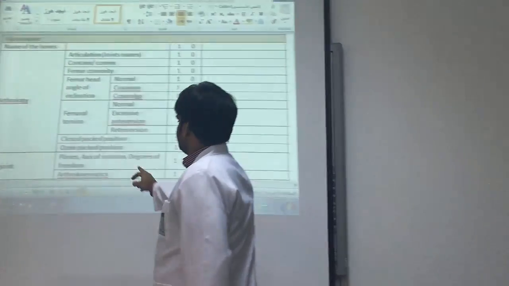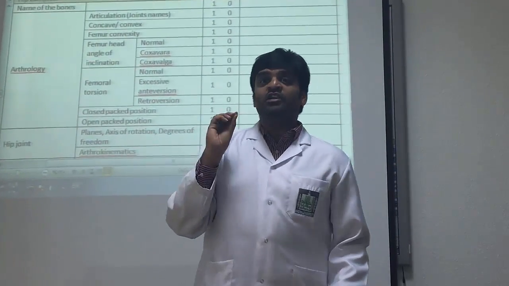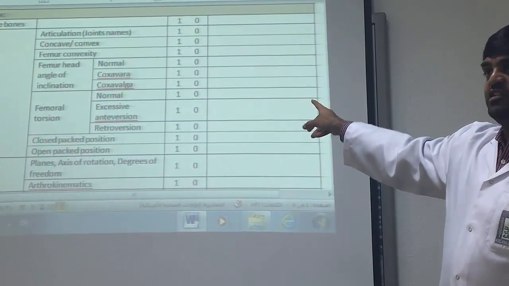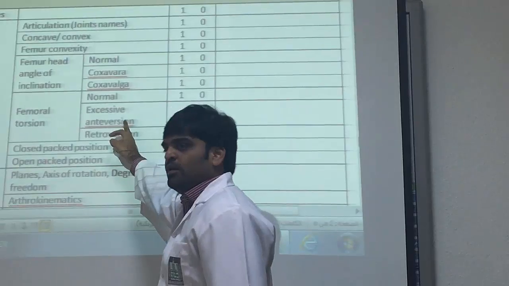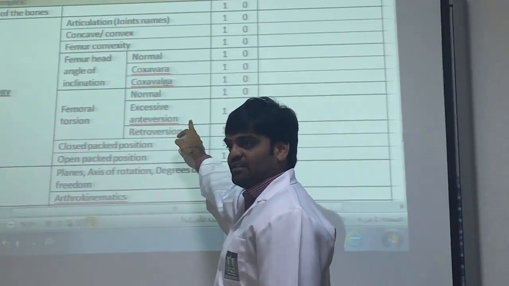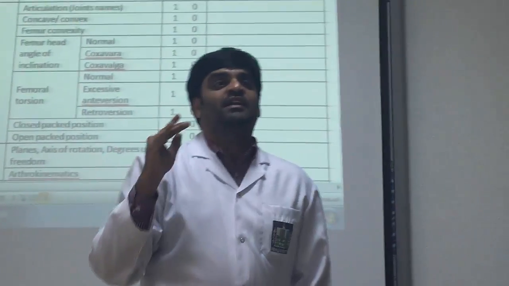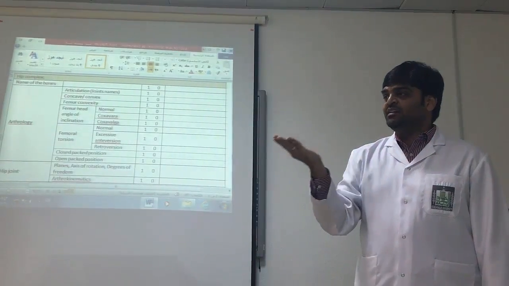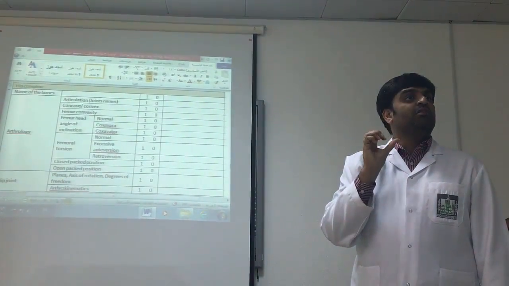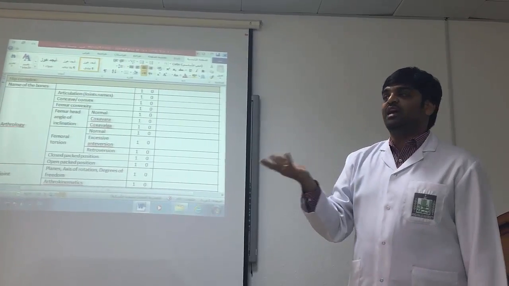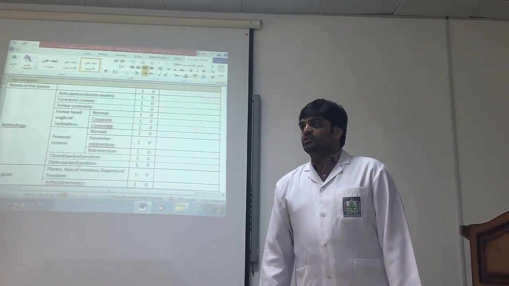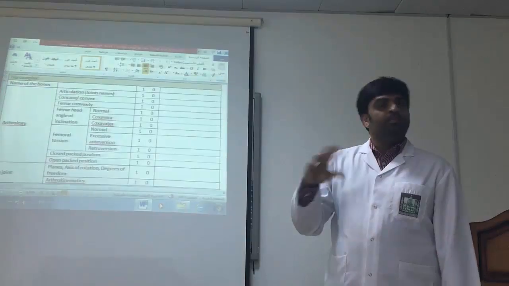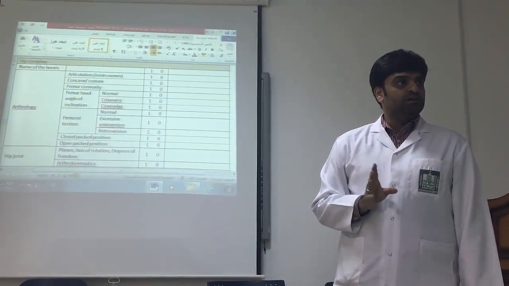Then femoral torsion. Normal angle is 15 degrees. Clear? Excessive anteversion. What is the meaning of excessive? If the angle is more than 15 degrees, excessive anteversion. Retroversion means if the angle is less than 15 degrees. See, in both these things, you have to remember one thing. If the angle is more or less, what will the problem be? Dislocation or degeneration. Okay? Because of this problem, the range of motion will be affected, definitely.